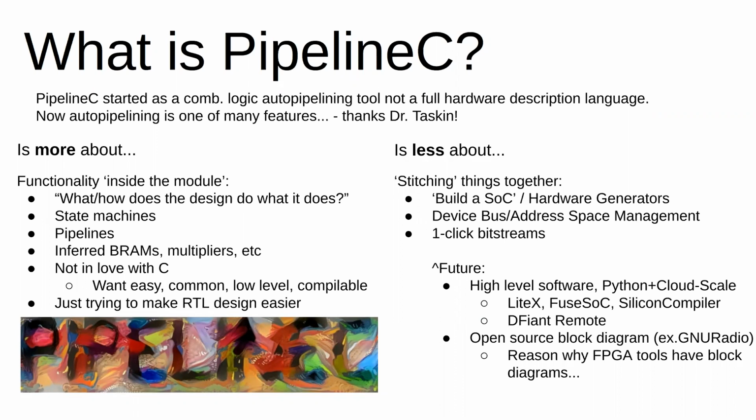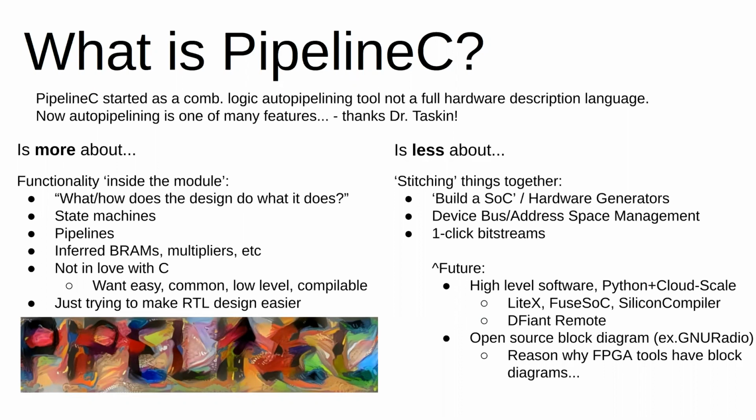Going through these bullet points here, PipelineC is more about what's inside the module: writing state machines, pipelines, inferring your block RAMs and your multipliers. I wasn't necessarily in love with C, but I'm an FPGA engineer for my day job, and my FPGA engineer colleagues and friends all know C. I was being given C code and being told, implement this on the FPGA, often involving pipelining and depipelining things quite a bit, and making that classic mistake of adding a register here or there and not timing everything right in the surrounding modules. And it's a mess. I was just looking for something better, really. And how hard could it be?